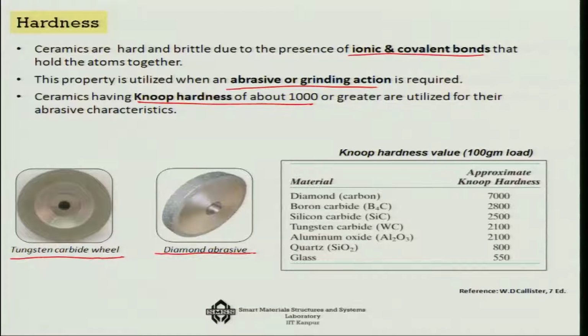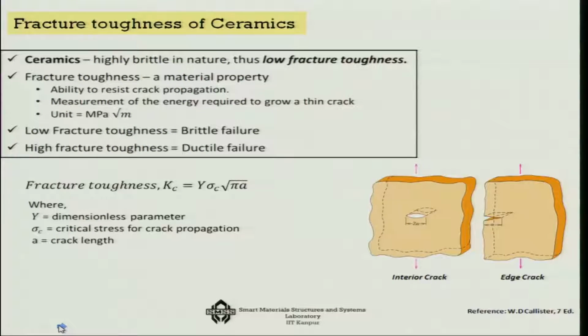Okay. So, and if you look at their Knoop hardness, diamond is about 7000, boron carbide 2800, and anything greater than 1000, that means up to alumina, you can actually use them for abrasive or grinding purposes. The next important thing in ceramics is the fracture toughness of the ceramics.